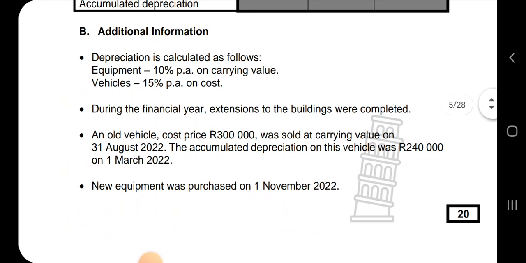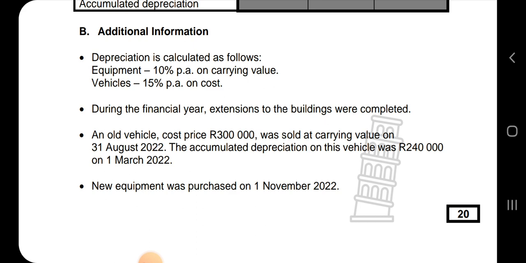We have additional information. Depreciation is calculated as follows. Equipment 10% per annum on carrying value. When we say carrying value, diminishing balance, we mean you take your cost minus your accumulated depreciation before you can calculate the depreciation amount. And then vehicle at 15% on cost. Cost is the same as straight line. So you just take your cost and multiply it by the given percentage.